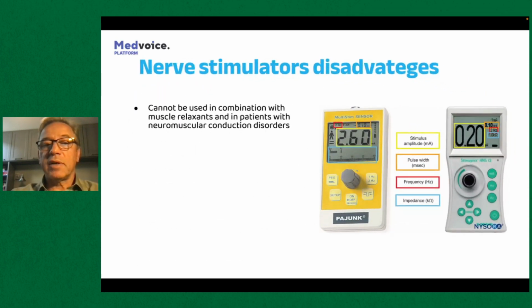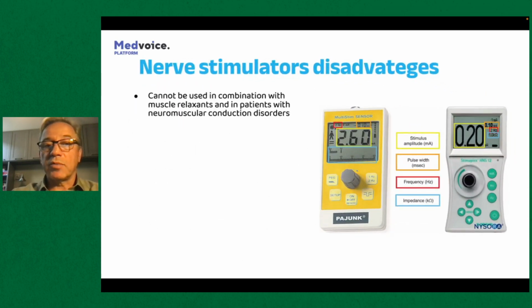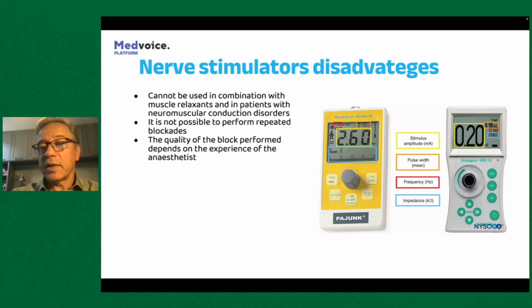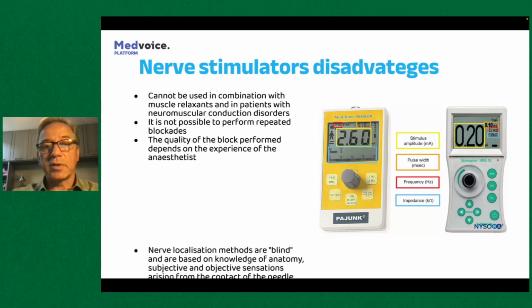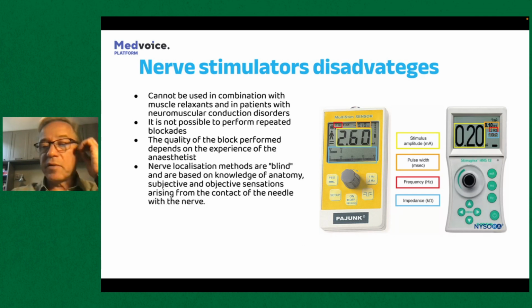What are the other disadvantages? Cannot be used in combination with muscle relaxants. If you intubate and paralyze somebody, you cannot use a nerve stimulator. Not possible to perform repeated blockades because you will not elicit any effect. The quality of the block depends a lot on the experience of the anesthetist, so it's very variable between different individuals.